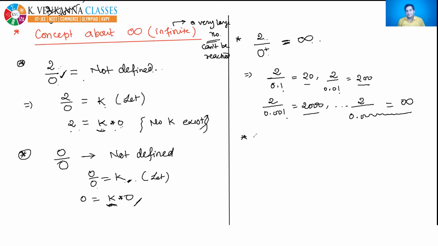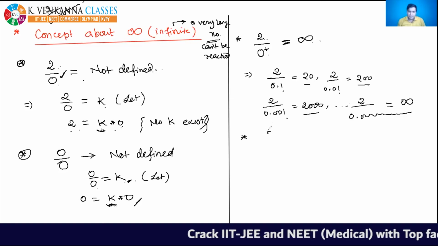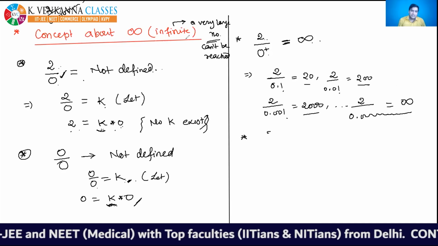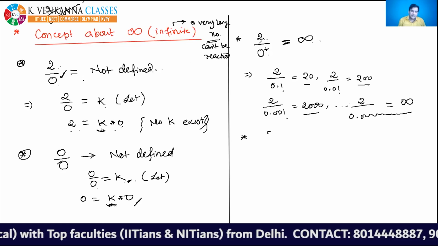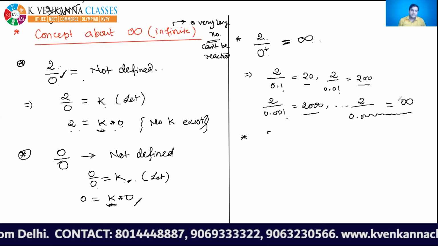Okay, next, listen. Now it's clear. Remember this thing: if you divide by exactly 0, it is not defined, but by approximately 0, it will give you infinity. And I explained why.